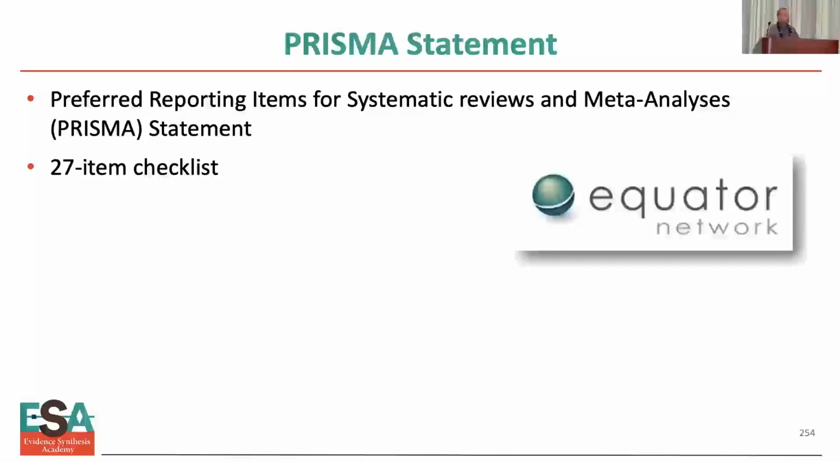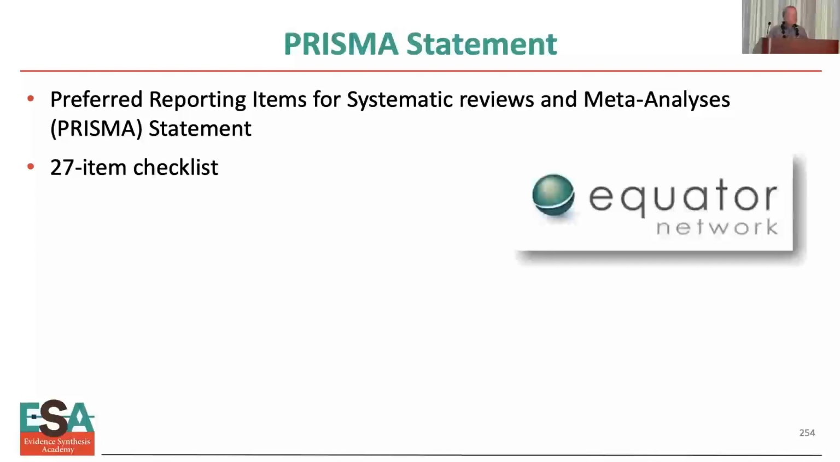All right, so now we're going to get to reporting. A couple times I've mentioned this PRISMA statement, and here's the answer to your question, Larry, about where the definition is, what the name is. It's the Preferred Reporting Items for Systematic Reviews and Meta-Analyses, and it's a 27-item checklist.